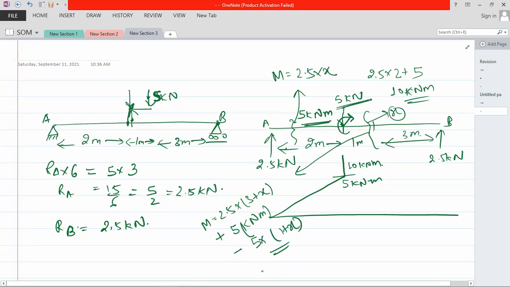Now if you solve this, the moment will come like this, gradually decreasing up to point B. Okay, so this is the bending moment diagram for this kind of loading. Any question, any confusion related to this diagram? Can anyone write in the chat box, or I will move ahead?